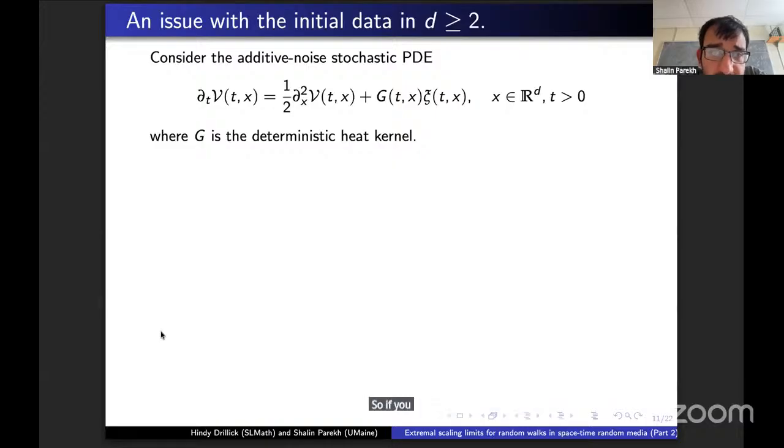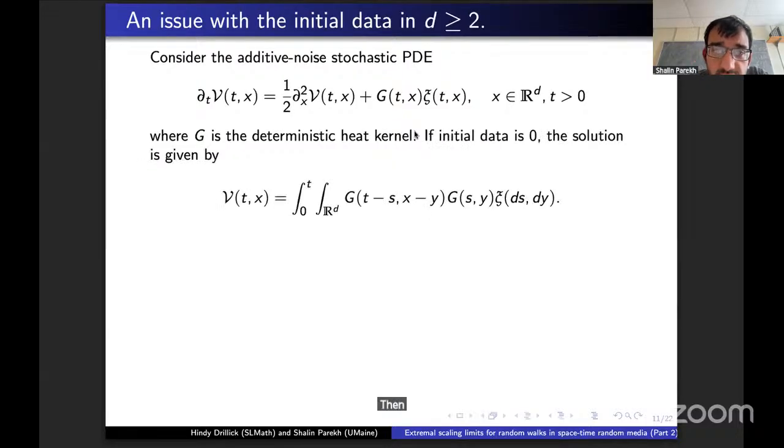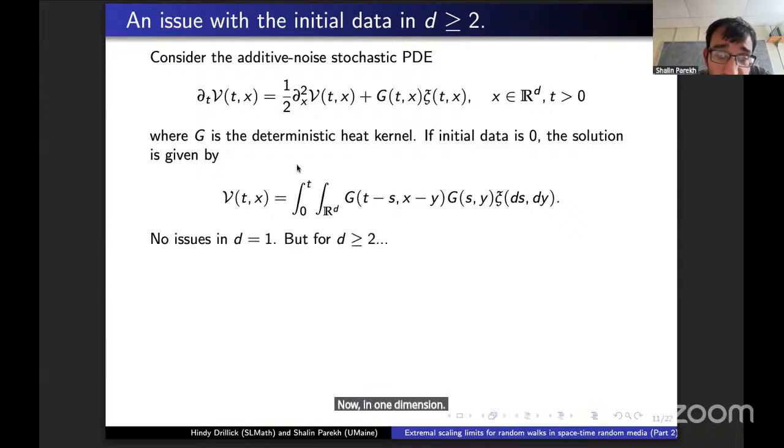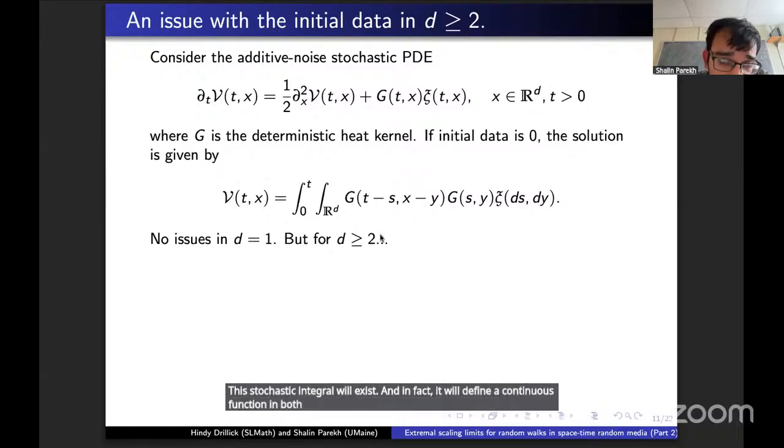So if you look at the following stochastic PDE, which is given by this heat equation plus this additive forcing, where this G is just a deterministic heat kernel, then in dimension 1, at least formally, Hindy explained that the solution is given in terms of the Duhamel formula by this expression, okay? By this integral against the spacetime white noise. Now, in one dimension, there's no issue with this. So this stochastic integral will exist. And in fact, it will define a continuous function in both t and x.